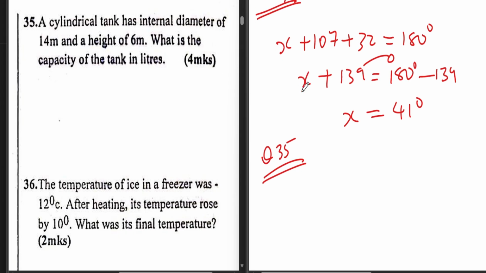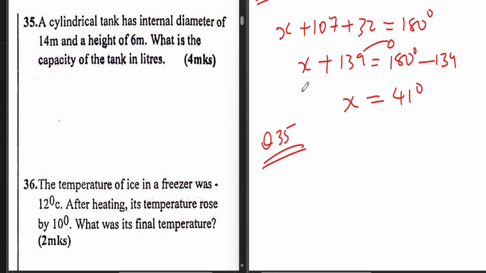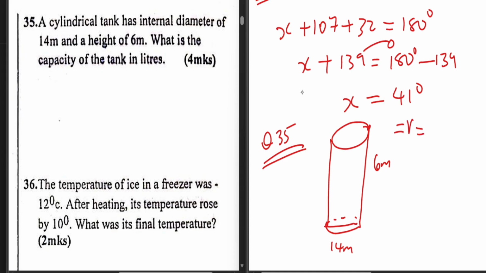A cylindrical tank has an internal diameter of 14 meters and a height of 6 meters. So again, something like this. We have a diameter of 14 meters and a height of 6 meters. What is the capacity of the tank in liters? So this is volume, and the volume of a cylinder is given by pi r squared height.